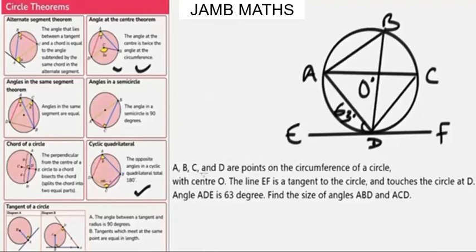It says A, B, C, and D are points on the circumference of a circle with center O. The line EF is tangent to the circle and touches the circle at T. Angle ADE is 63 degrees. Find the size of angles ABD and ACD.